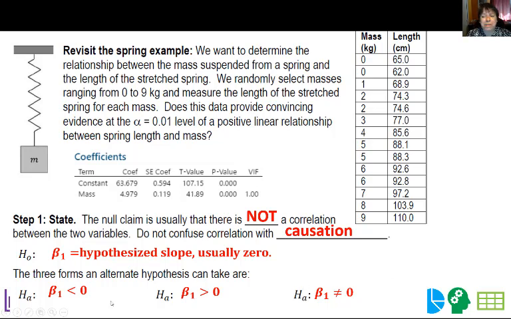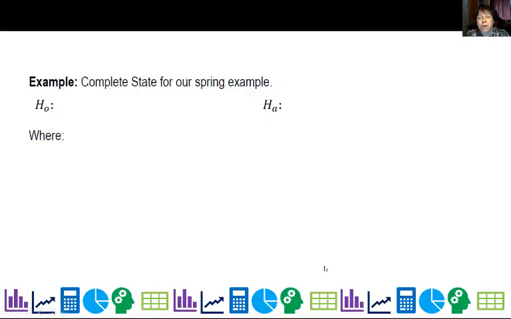Usually, I have the feeling we would end up doing one of the first two forms of the test rather than the last one. So in our example, our null is that the slope is 0, that there is no relationship between spring length and mass. And our alternate, we're going to say that it's positive because that makes sense. If I suspend more mass from the spring, it will extend more, and that will give us a positive relationship.